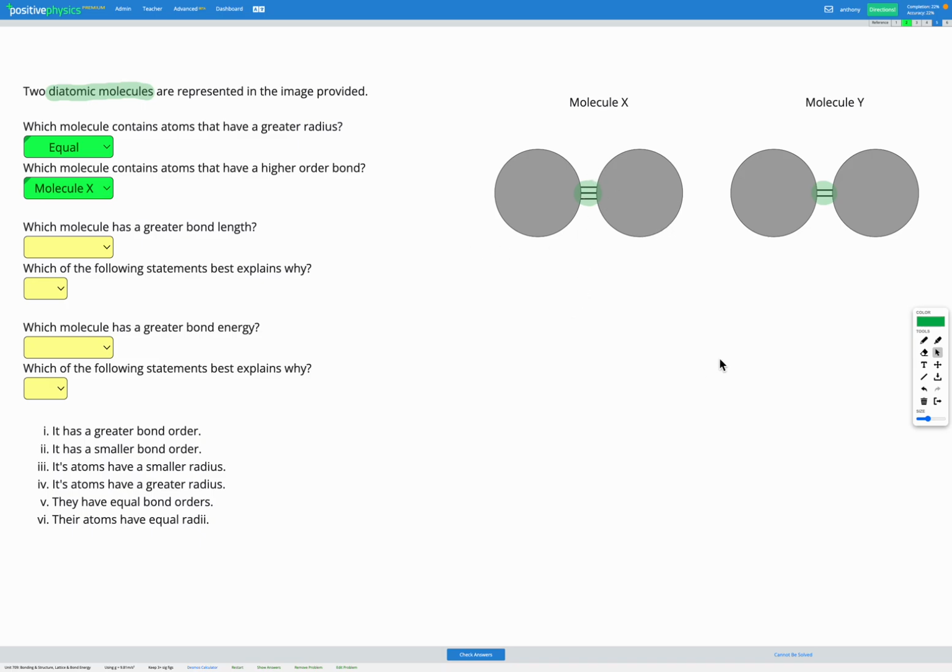So the bond length actually goes down as bond order goes up. As a result of that, molecule Y has a smaller bond order, so it will have a greater length. So which molecule has a greater bond length? That's going to be molecule Y. The reason is that it has a smaller bond order.